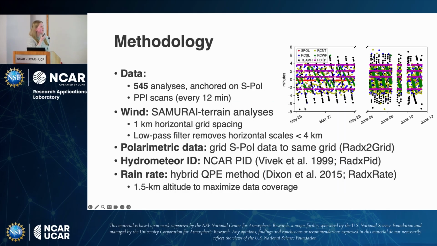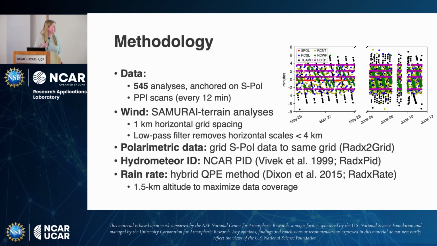So using all of this radar data, we created 545 analyses over these 2 periods, which are shown here with the corresponding contributions from each radar. All the analyses were anchored on S-pole's main PPI scan that occurred every 12 minutes. In order to produce the wind analyses, we used Samurai terrain.